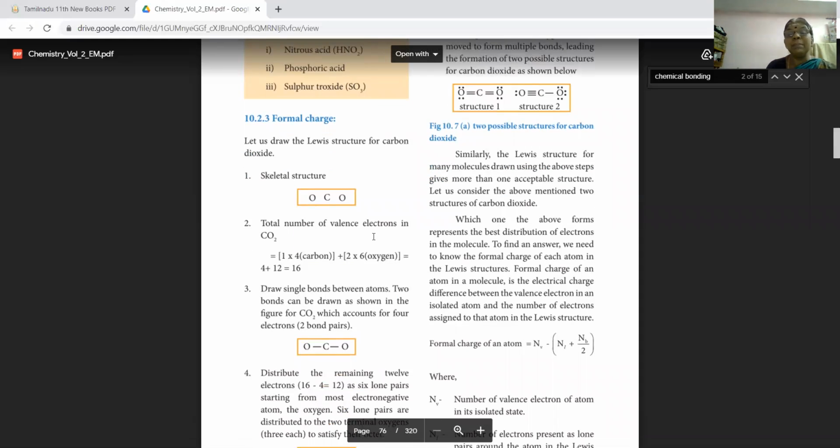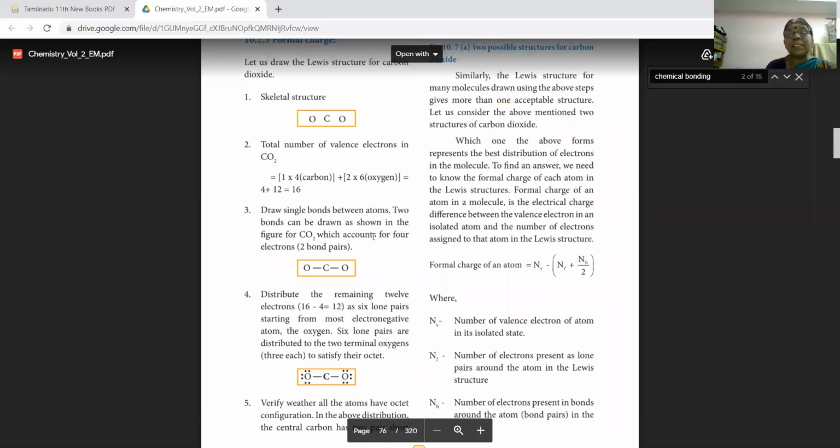Similarly, the Lewis structures for many molecules are drawn using the above steps, giving more than one acceptable structure. Now let us consider the above 2 structures of carbon dioxide, in which one of the forms represents the best distribution of electrons in the molecule. To find the answer, we need to know the formal charge. That is what we are going to find out now.